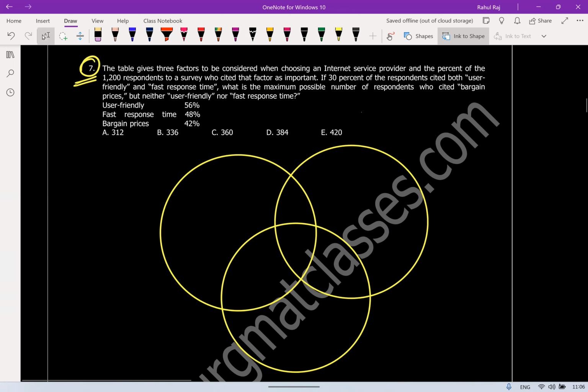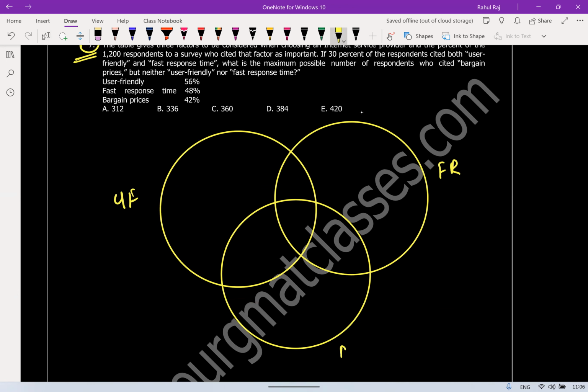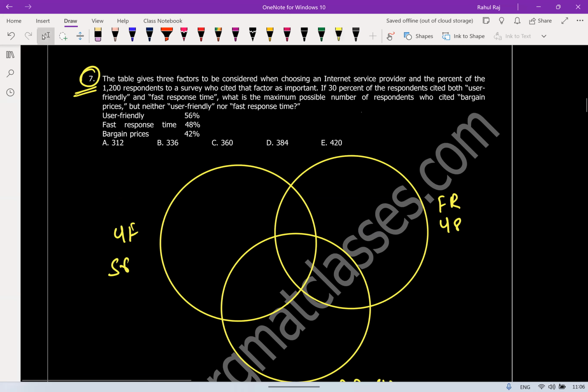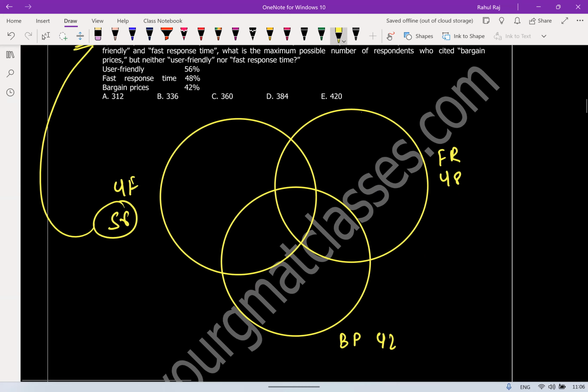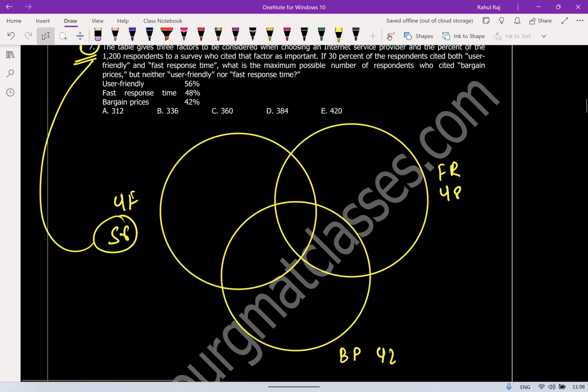So it says that this is user-friendly, this is fast response time, and this is bargain prices. User-friendly is how much? 56%. This is 48%. And this is 42%. Now, what people start doing is that people try to convert 56% of 1200, 48% of 1200, 42% of 1200, and you write it over here.